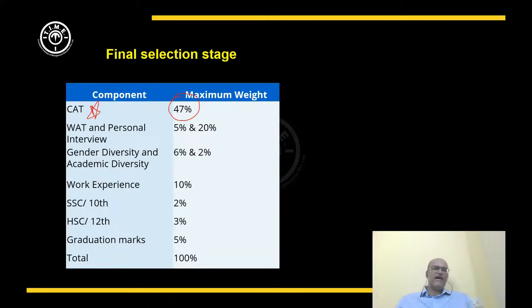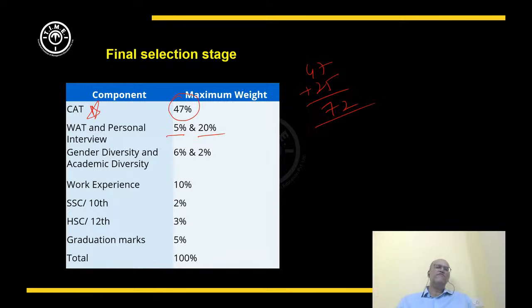So, as far as IIM Trichy is concerned, WAT accounted for 5% weightage. Interview, on the other hand, had 20% weightage. Now, if you observe, 47% for CAT and 25% was weightage assigned for WAT and PI. So, all in all, it accounted for 72% weightage. I'm sure you are going to agree with me, 72% is a humongous weightage.